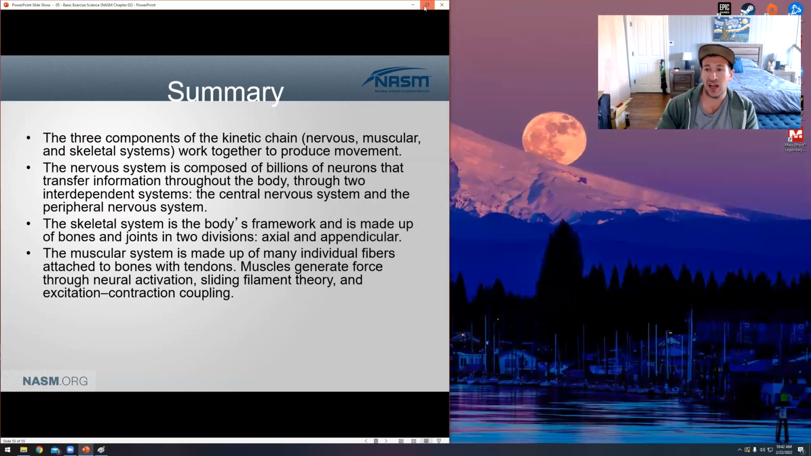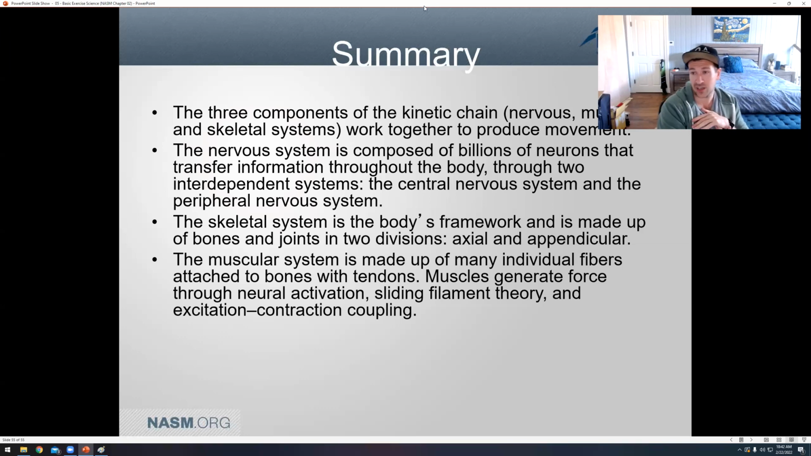So, like I said, there are 3 components to the kinetic chain: your nervous, muscular, and skeletal system. Hopefully with that review, you guys feel a little bit more like experts on that area. For my new folks, we will review this literally every module. So you will see some of these PowerPoint slides multiple times. For those of you who have seen it, hopefully that was a good refresher.